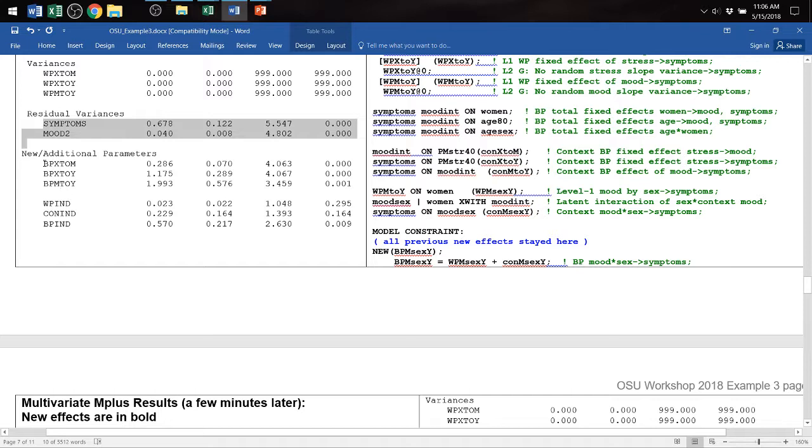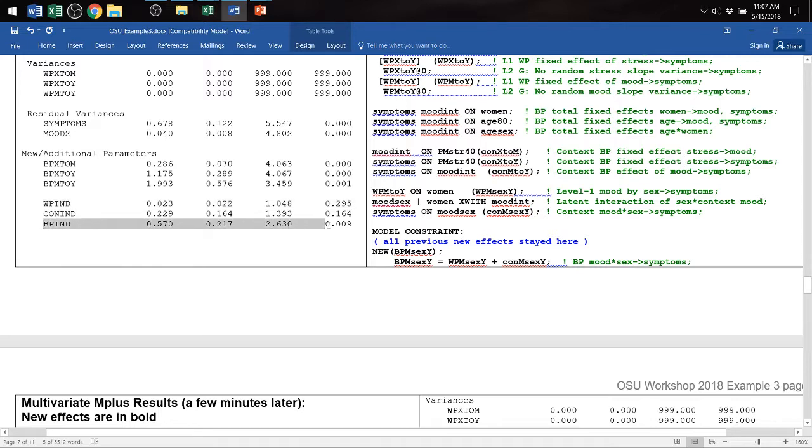So the between effects are the level 2 effects not controlling for level 1. The indirect effects are the X to M times M to Y coefficients. And these are the p-values that someone's going to yell at you about. But I'm guessing bootstrapping isn't going to change the story here. There is not a significant within-person effect. So the relationship between stress and symptoms did not change after controlling for mood.